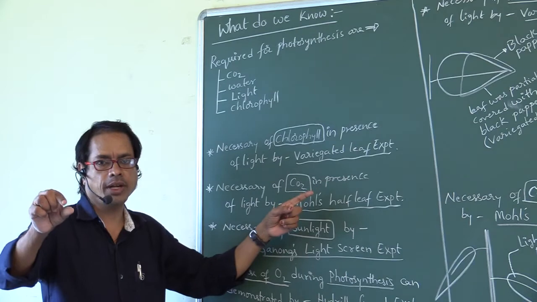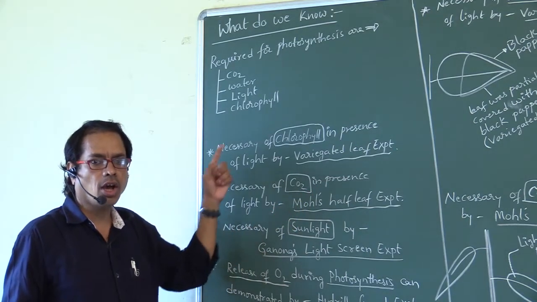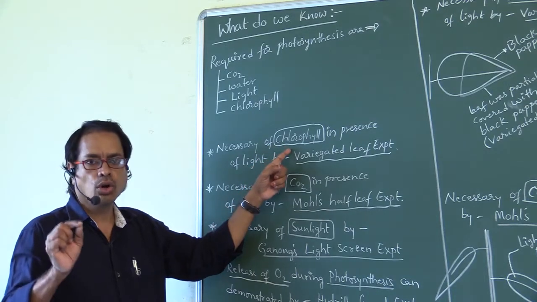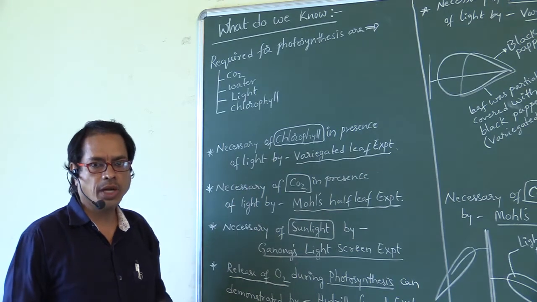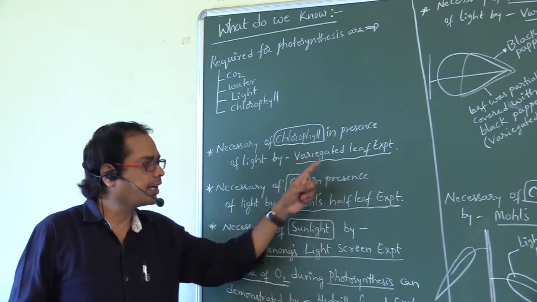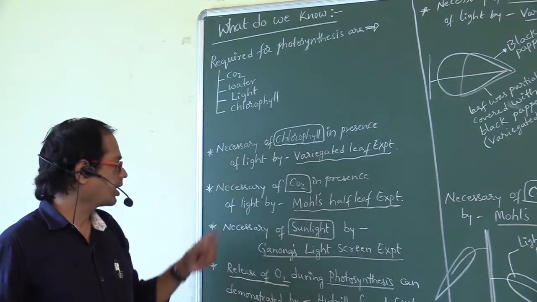The variegated leaf experiment explains the necessity of chlorophyll. Chlorophyll is necessary for photosynthesis. It can be explained by which experiment? The variegated leaf experiment. Variegated means difference, right?